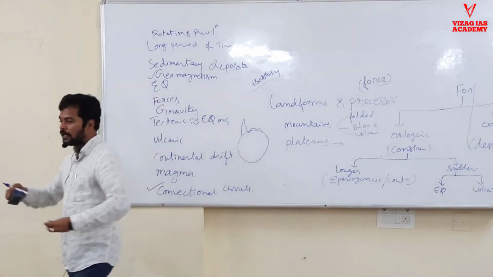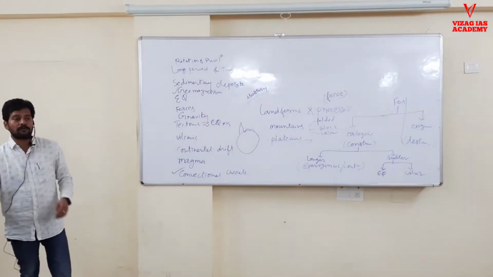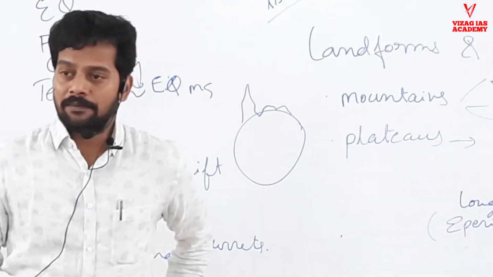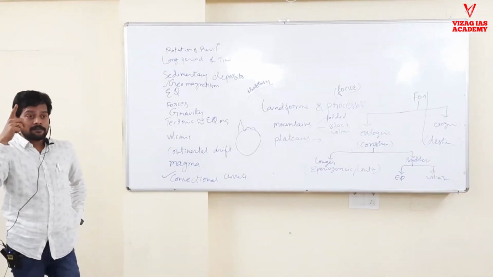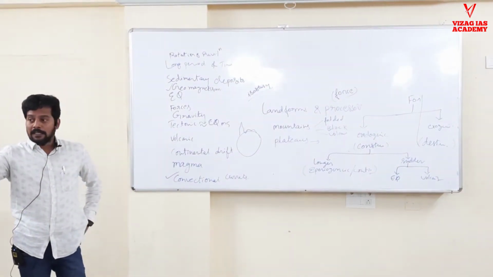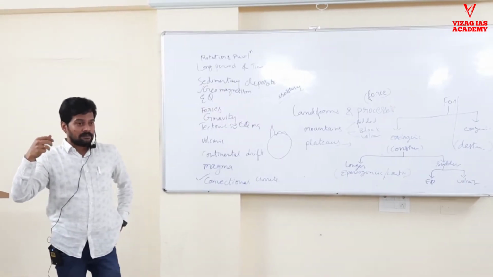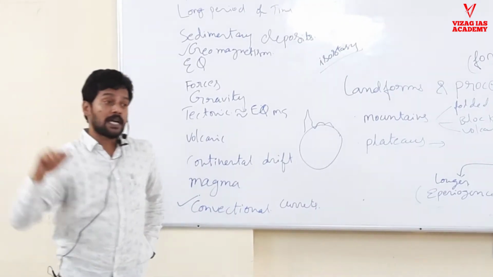So how many forces will be there for the earth when you have to study geomorphology? Two types of forces, constructive and destructive. Destructives are operating from the outside. What all are the agents? Water, running water, air, wind, glaciers, underground water, and even oceanic.